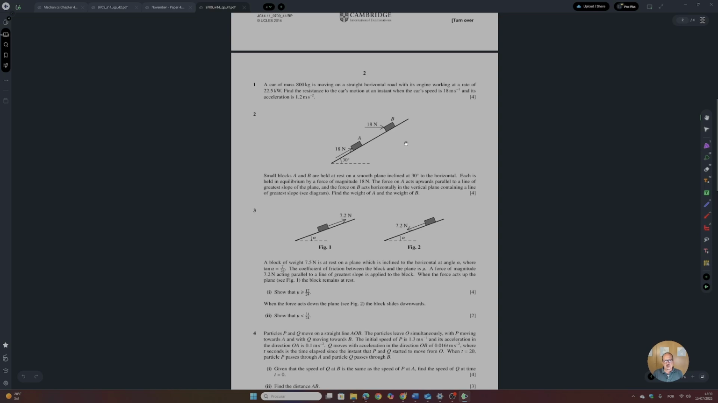Let's see another one. This one uses a ramp. It's from a winter 2014 paper 41, question 2. You have a ramp and small blocks A and B are held at rest on a smooth plane. Smooth plane, what does smooth mean? Smooth is the best thing that can happen to you. Smooth means you don't have to worry about friction. Rest on a smooth plane inclined at 30 degrees to the horizontal.